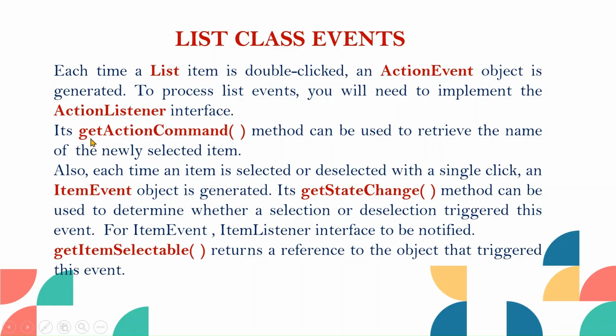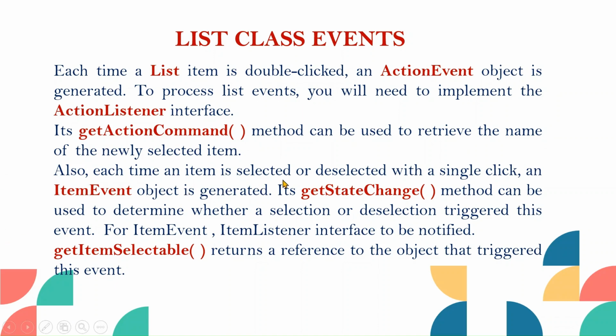Now there is one method called getActionCommand, which can be used to retrieve the name of the newly selected item. So whatever item you are selecting in the list box, if you want to retrieve that particular item name in your application when you go for event handling, then I can apply getActionCommand so that whatever item you're selecting, that name will be extracted.